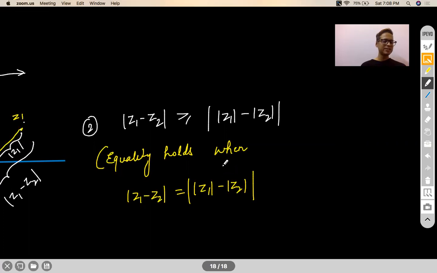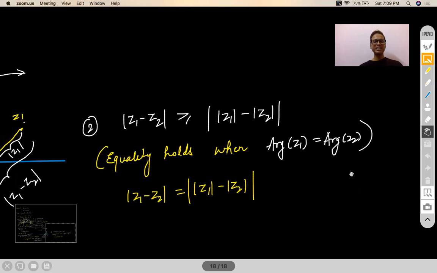And I'm sure you can answer it, Madhav. When does the distance between Z1 and Z2 equal the difference of the distances from their origin? Yes. Can you say that in a better way? When the argument is equal. Yes. This is what I wanted to hear. Absolutely. Okay. Again, it's very justified.